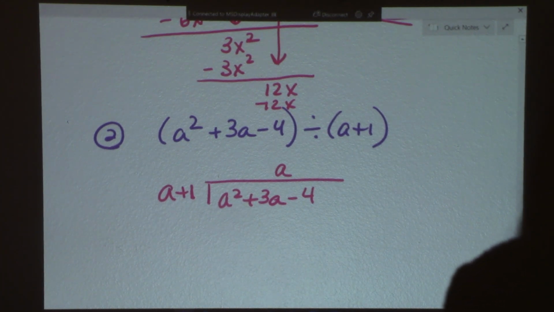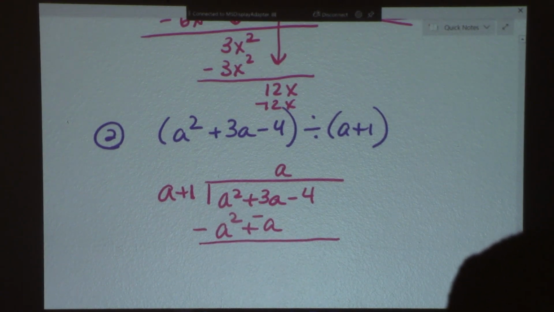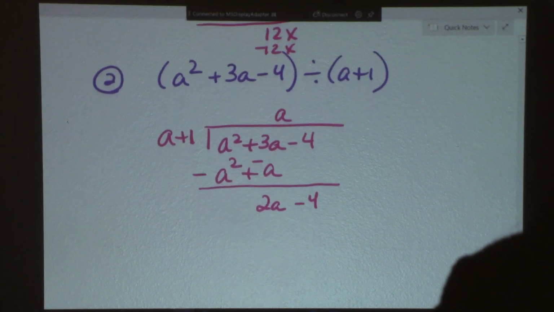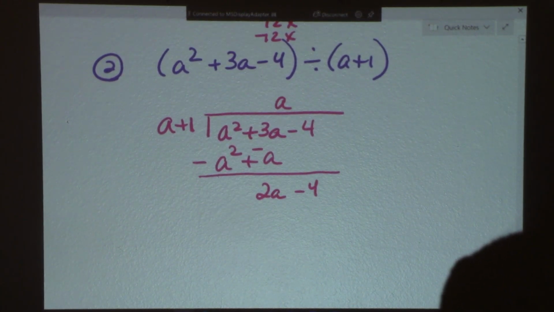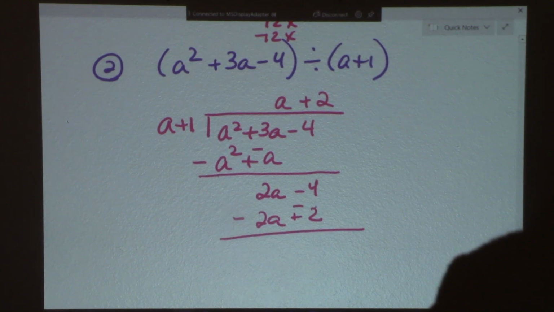And when we multiply, we see how that works out. So a times a is a squared, and a times 1 is a. And then I change the signs, which is the same as subtracting. So 3a minus a is 2a minus 4. What do I multiply a by to get 2a? I multiply by 2. So then 2 times a is 2a, and I multiply by the second part now. 2 times 1 is 2. And I want to subtract, so I change my signs, and I end up with negative 6.